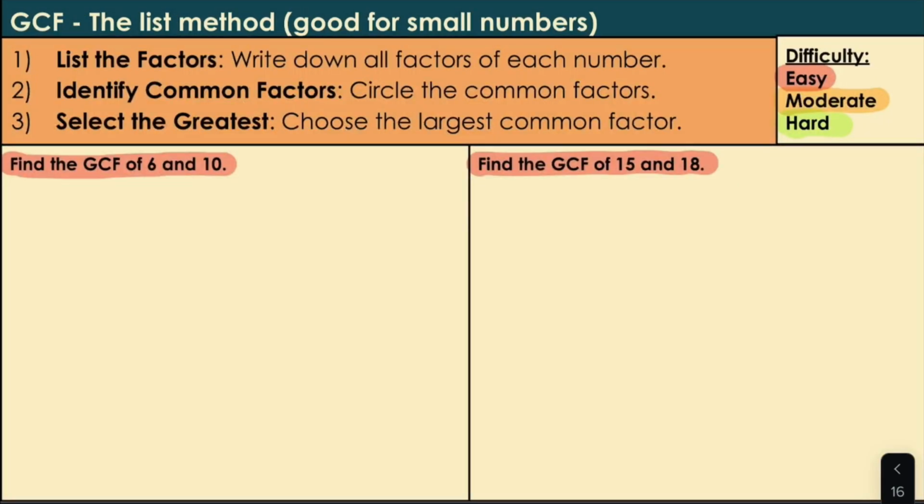So we've just discovered a nice method that we can use for smaller numbers. This is the list method. So we will follow these three basic steps. We have list the factors, identify the common factors, and then select the greatest. Let's go through the first example.